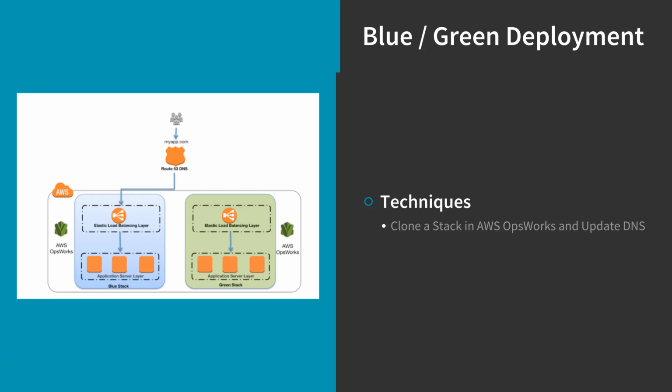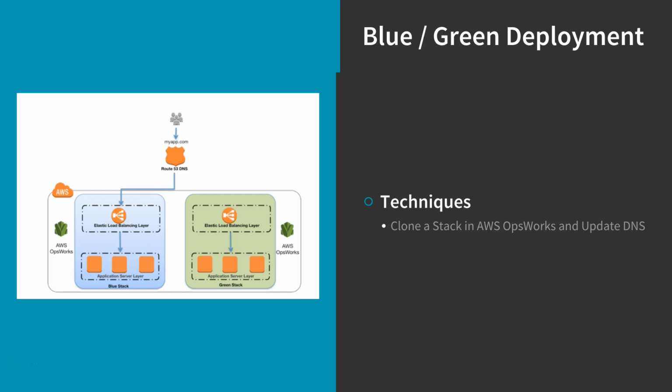To implement this technique in AWS OpsWorks, you'd bring up the blue environment stack with the current version of the application. Next, you'd create the green environment stack with the newer version of the application. At this point, the green environment is not receiving any traffic. If Elastic Load Balancing needs to be pre-warmed, you can do that at this time. And to reinforce that, take a look at the diagram where you can see two identical AWS OpsWorks environments with Route 53 DNS only pointing to one environment.